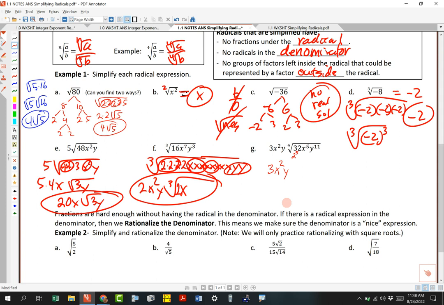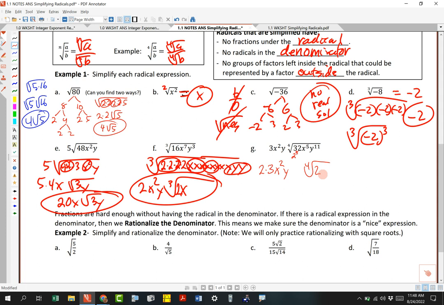32 is 5 2's. 2 to the 5th is 32. We're looking for groups of 4. So if I have 5 2's, how many groups of 4 do I have? Only 1 group. So that's going to be 1 2 on the outside. So I'm going to slap a 2 out here. I took 4 of them out. There's 1 left underneath there. So I'm going to have a 4th root, and a 2 underneath there.